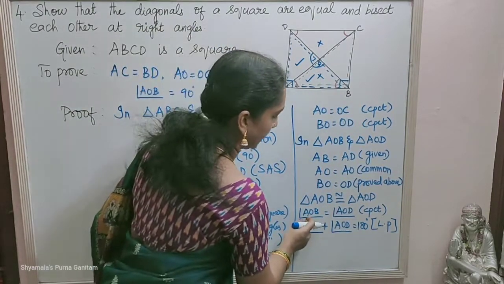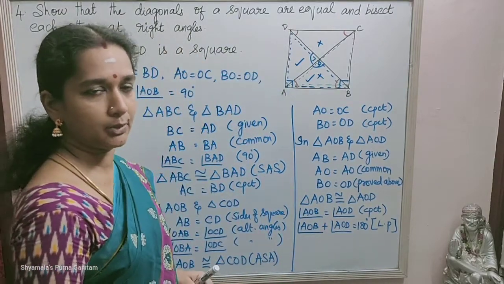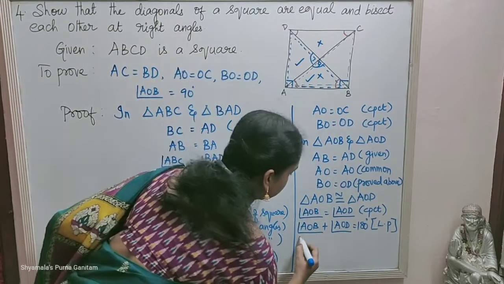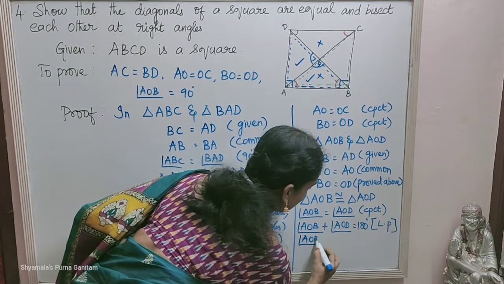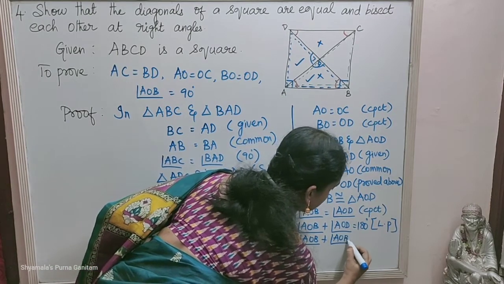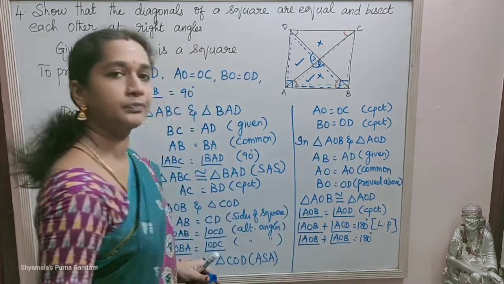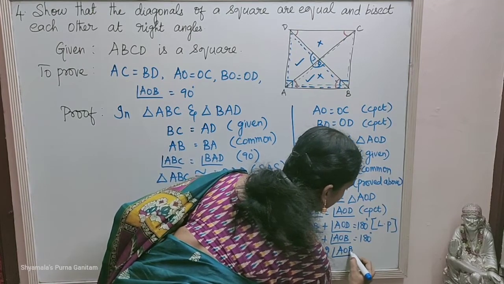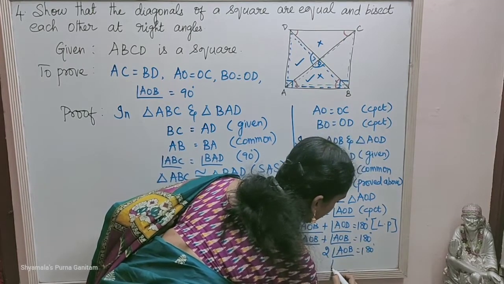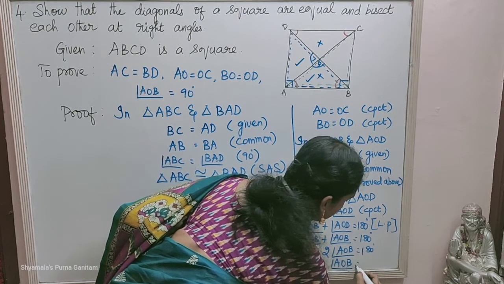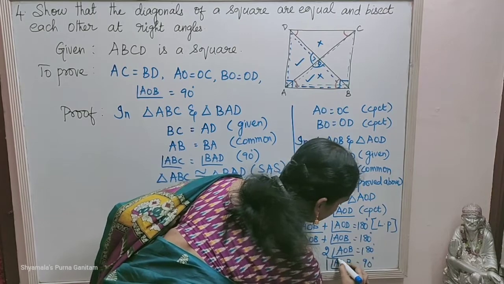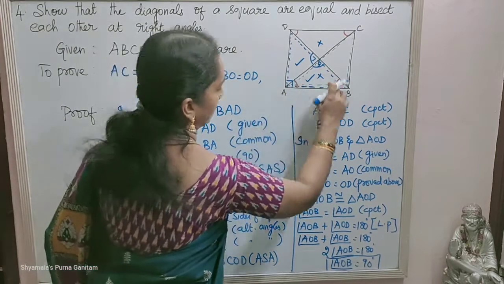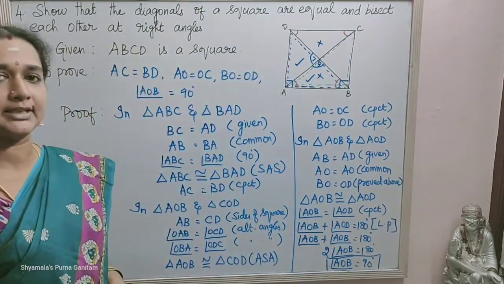But we already said that angle AOB is equal to angle AOD. So we will replace AOD with AOB. So angle AOB plus angle AOB is equal to 180 degrees. So 2 times angle AOB is equal to 180 degrees. So angle AOB is equal to 90 degrees. The final thing we had to prove was that angle AOB is 90 degrees, and we have proved that.